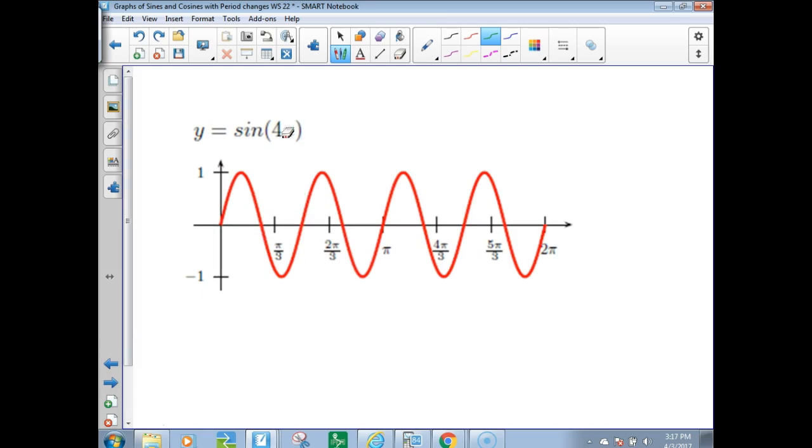The next one says sine 4x. What's the period now? It doesn't show it. It's right here. 1, another one, 2, 3, 4. So what happened to the 2 pi period? It got divided into 4, which is pi over 2.